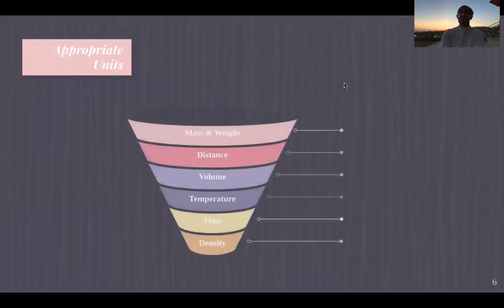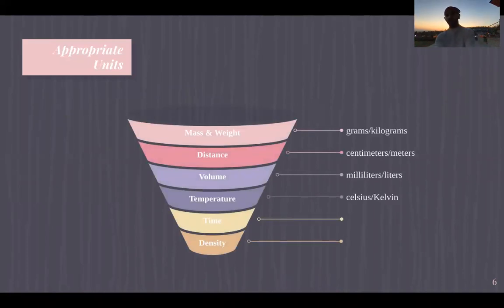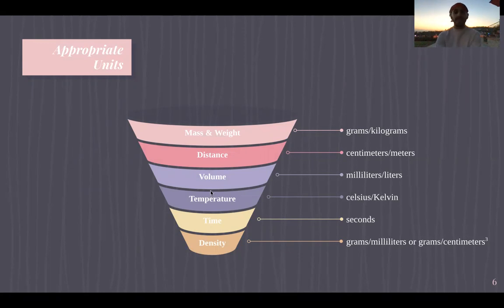So, appropriate units to use. Okay, mass and weight. And I'm going to go through this pretty quickly. If we're talking about mass or weight, we want to use grams or kilograms. Distance, centimeters or meters, whatever is appropriate. Volume, milliliters or liters. Volume is mostly going to be used for liquid. We're technically not going to measure length times width times height very often, but we're going to measure liquids a lot. And that's going to be really, really important to know to use milliliters and liters.